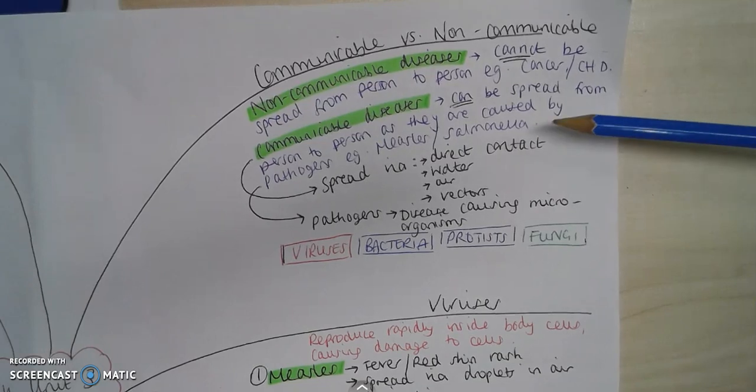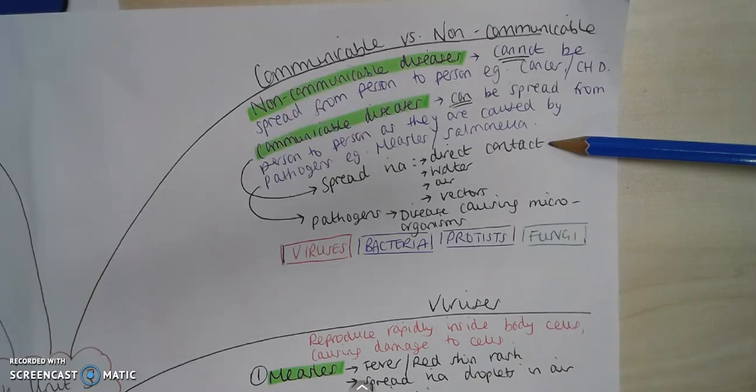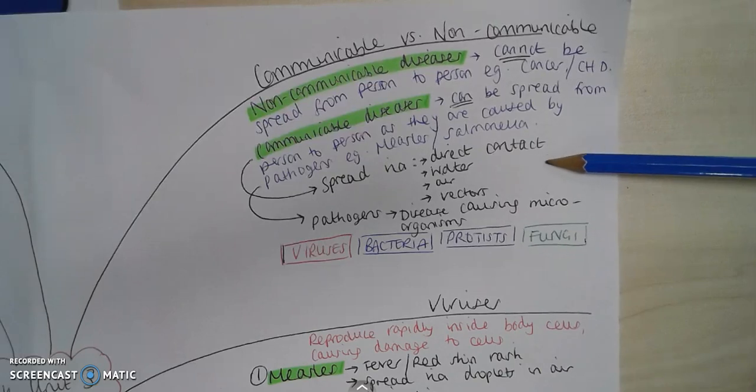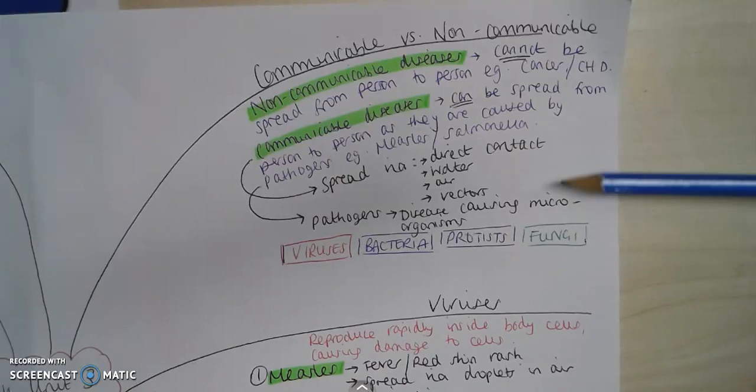The main ways in which communicable diseases can be spread are by direct contact, through water, through air, so in droplets in the air like sneezes and coughs, and through vectors such as mosquitoes, which transmit malaria. Those are just a couple of ways they can be spread. The list is longer than that.